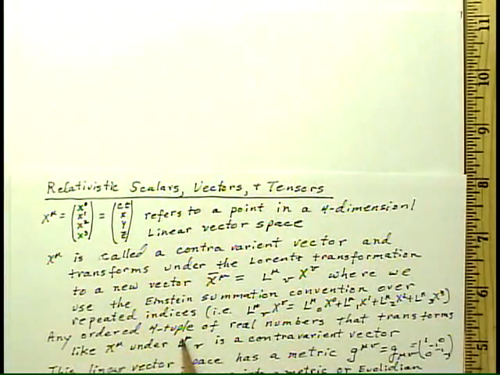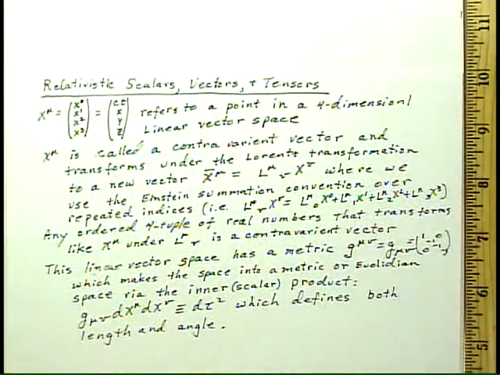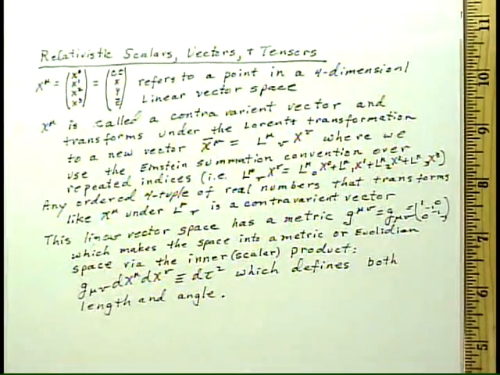Any ordered n-tuple of real numbers that transforms exactly like x^μ does under this transformation, the Lorentz transformation, is called a contravariant vector. Furthermore, this linear vector space has a metric that we just mentioned, and that metric allows us to take a product between two vectors and form a concept of length using this inner or scalar product. And that inner product is formed in the following way.